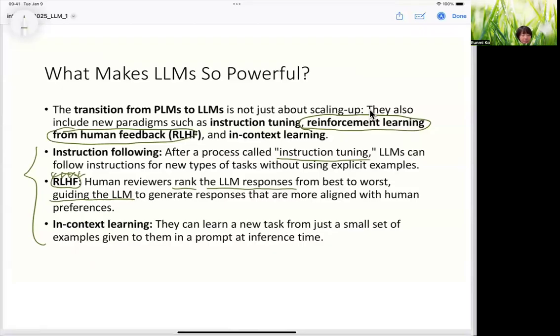Okay, that's possible because the large language models have billions of parameters. They have massive scale. Also, they can learn from the context without any examples. They can learn a new task from just a small set of examples given to them in a prompt at inference time.